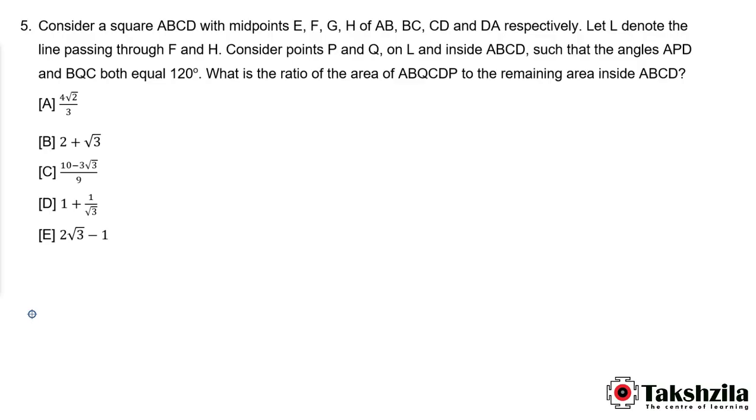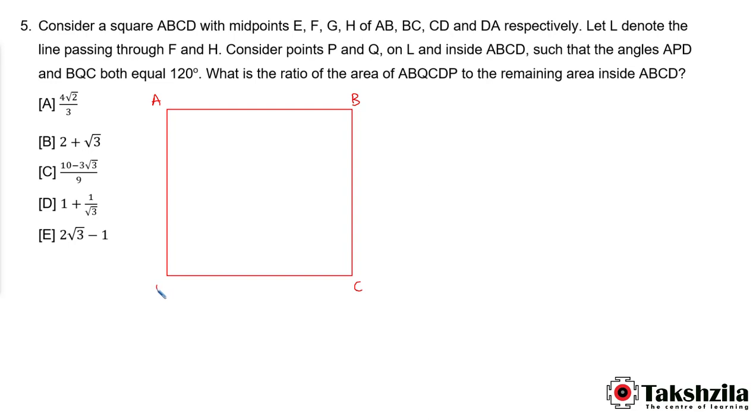After this, let's have a look at question number 5. Consider a square ABCD with midpoints E, F, G, H of AB, BC, CD and DA sides respectively. So let's draw a square first of all. This is square A, B, C and D. E is a midpoint of AB, then F is a midpoint of BC, then G and then H.